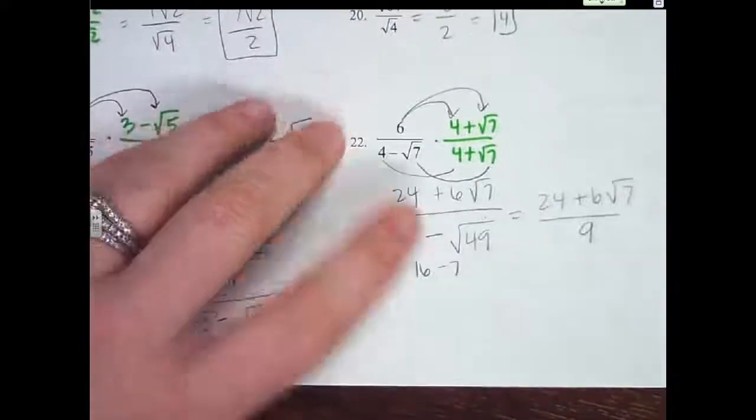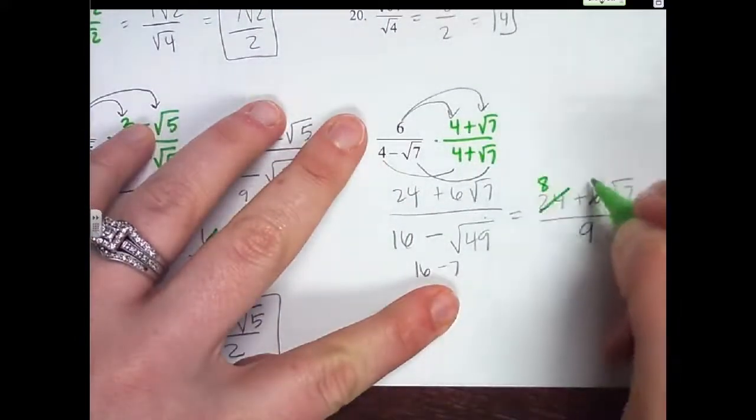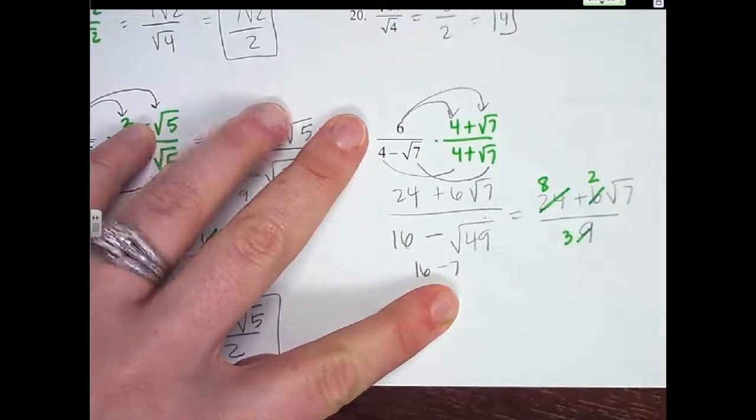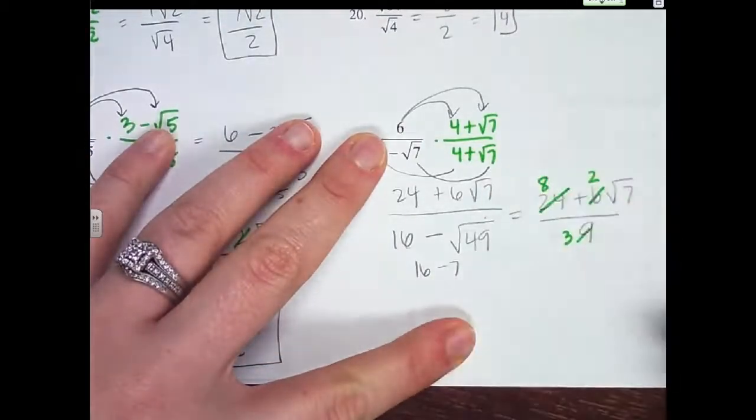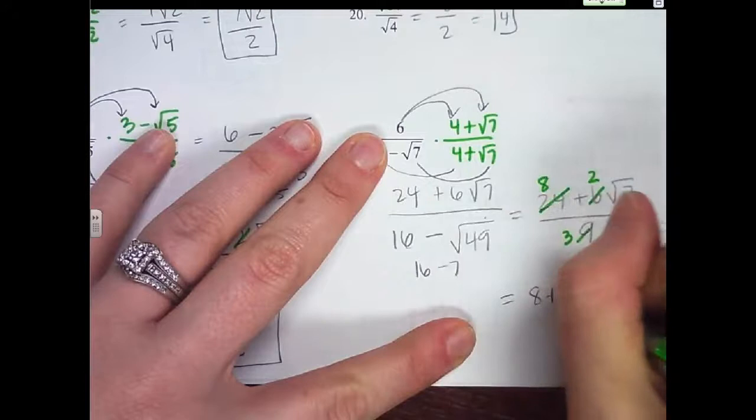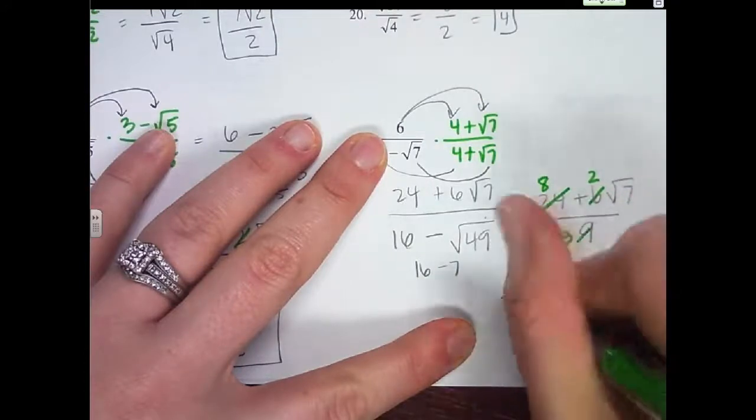I can take a 3 out of all of those. So 8, 2, and 3. So 8 plus 2 square root 7 over 3 is my answer.